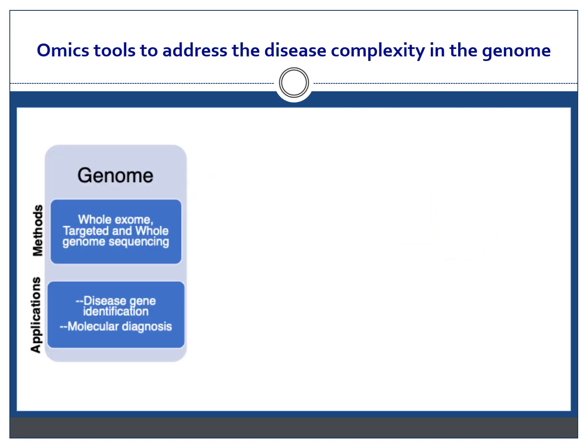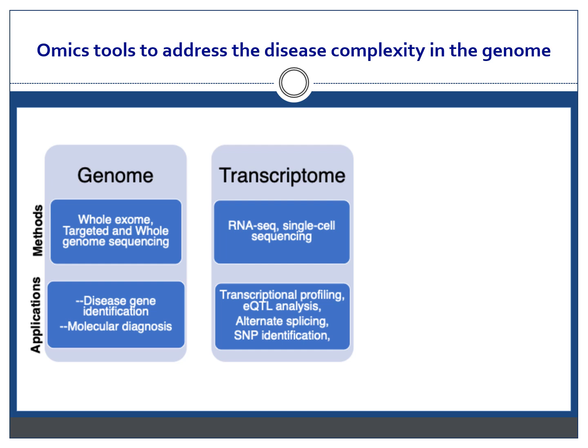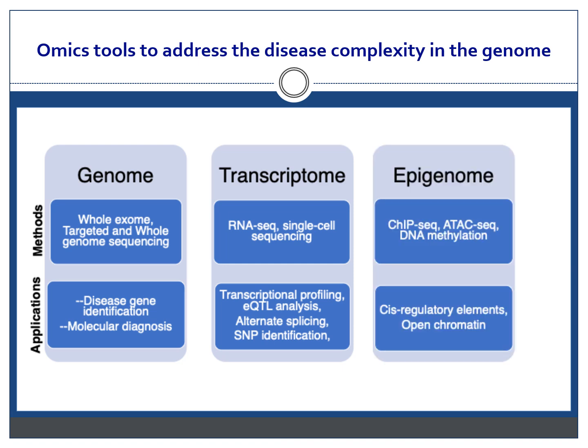So this slide describes the commonly used omic tools that are used to connect the genetic variant with gene expression regulation. First is the genome level, where we need to find all the genetic variants. That can be done either by SNP genotyping or whole exome and genome targeted sequencing. Second, we need to find the transcriptome, which can be achieved by RNA sequencing and single cell sequencing, and the epigenome, which can be done by ChIP-seq, ATAC-seq, or DNA methylation.